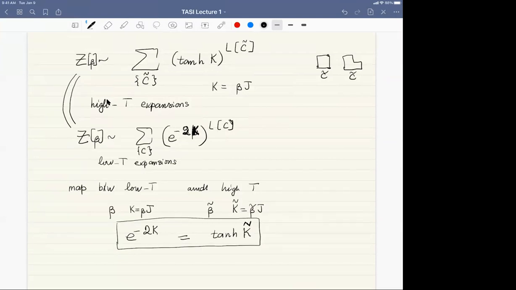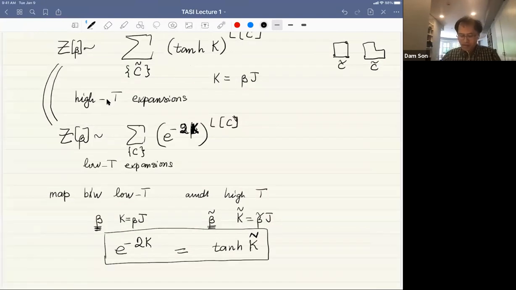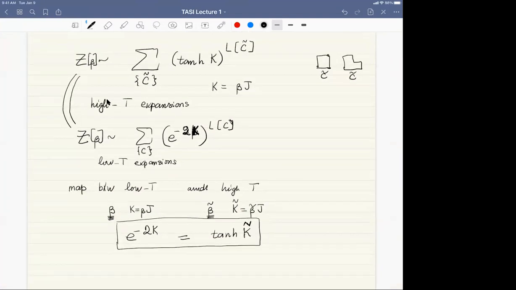What I'm saying here is that, according to the argument that we have here, the partition function of an Ising model with inverse temperature K is equal to the partition function of the Ising model at temperature K tilde, if K and K tilde are related in this way. We can claim that because if we use the low temperature expansion in one theory, at one temperature, and the high temperature expansion at another temperature, we get exactly the same series.